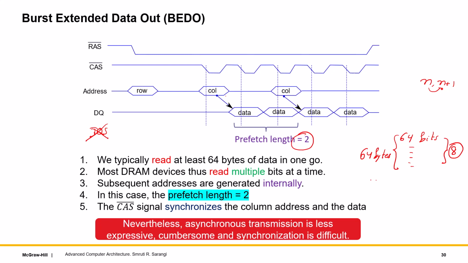So I specify one address and the subsequent addresses are generated internally. In this case, the prefetch length is equal to 2. For both the column as well as the data, the same strobe is used, which is the column address strobe. The reason the word burst comes in is that we are doing this internal computation, and we are getting multiple columns of data, let's say one and the next.